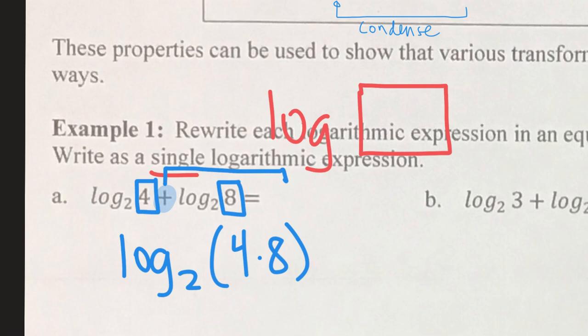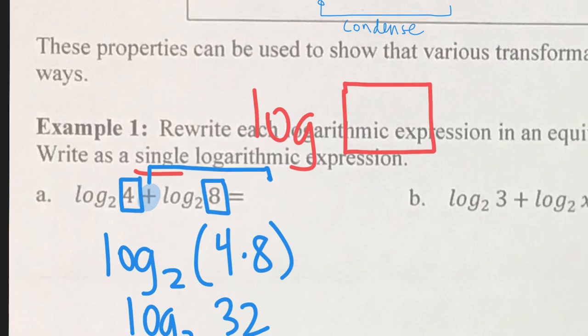That's what our property says. If we are adding two logs together, that's the same as taking one log of their product. So then what is 4 times 8? 32. So we can write it as a simplified log, log base 2 of 32. Notice that the bases always stay the same. And the bases have to be the same in order for you to be able to condense these. If we have different bases in our logs, then we can't condense them because those aren't the same thing.